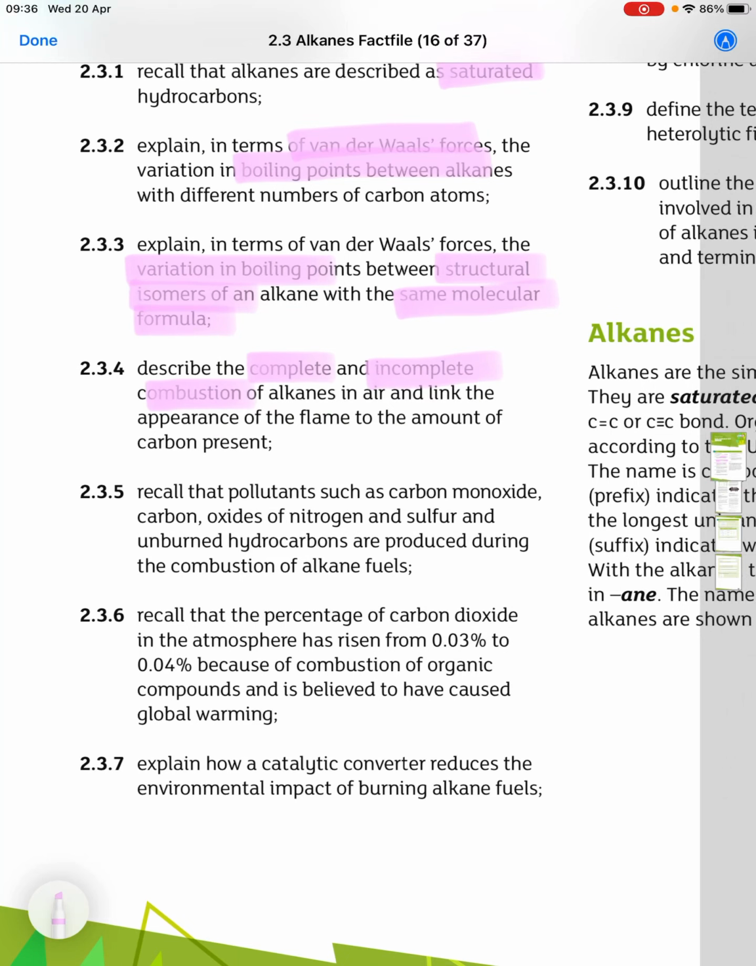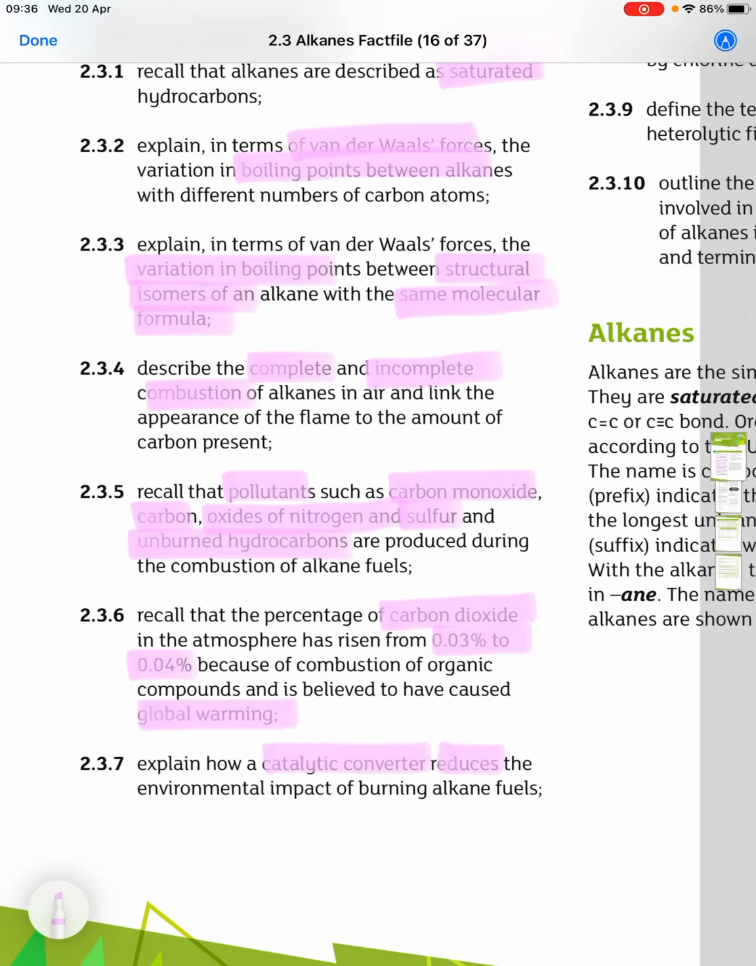Describe the complete and incomplete combustion of alkanes in air and link the appearance of the flame to the amount of carbon present. Recall that pollutants such as carbon monoxide, carbon, oxides of nitrogen and sulfur and unburned hydrocarbons are produced during the combustion of alkane fuels. Recall that the percentage of carbon dioxide in the atmosphere has risen from 0.03 to 0.04 because of combustion of organic compounds and is believed to have caused global warming.